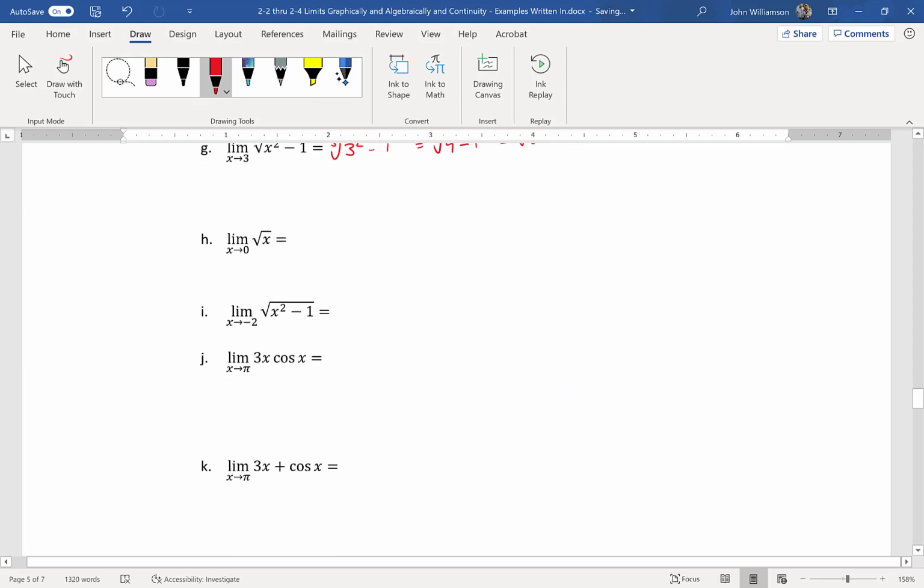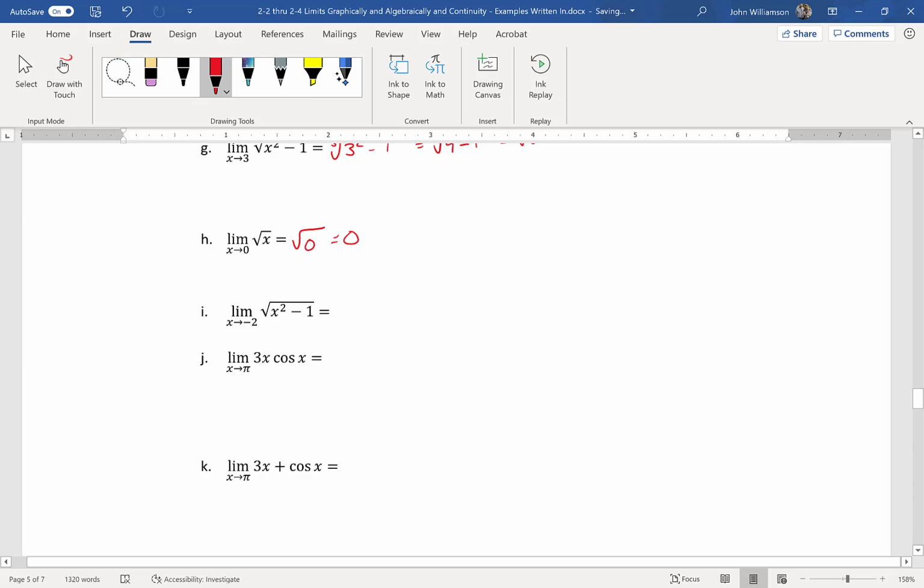Now let's look at h. So the limit as x is approaching 0 of the square root of x. Now, it's tempting to just say, okay, I can find the square root of 0 and try to direct substitute. So if we substitute in, this becomes the square root of 0, which gives you 0. Okay, so maybe the limit as x is approaching 0 of the square root of x is 0.